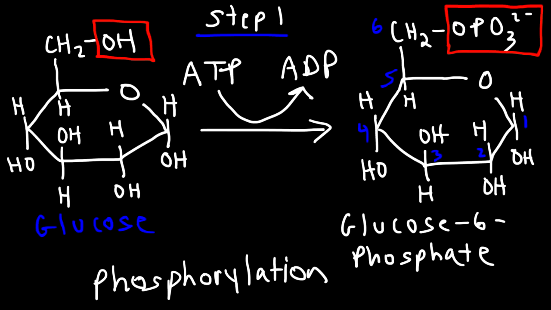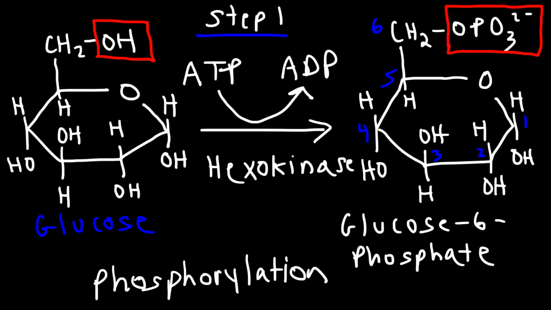ATP is known as adenosine triphosphate, and ADP is adenosine diphosphate. So ATP has 3 phosphate units attached to it, and ADP has 2 phosphate units attached to it. So going from ATP to ADP, it gives up a phosphate group, and there is an enzyme that helps us to transfer that phosphate group from the ATP molecule to the glucose acceptor molecule, giving us glucose 6-phosphate. Now, what is the name of that enzyme? That enzyme is called hexokinase.